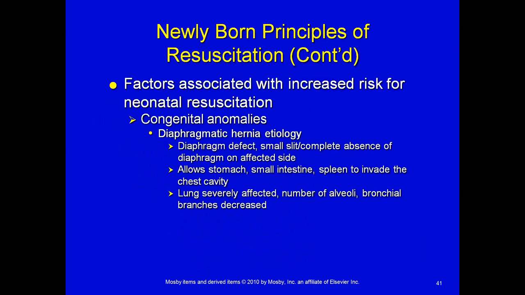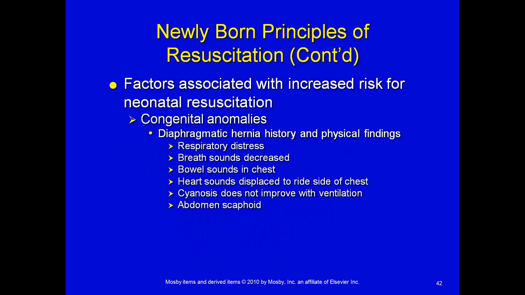The lungs are severely affected. The number of alveoli in the bronchial branches are decreased. So essentially, you're ventilating with not even one lung, but less than one lung, because the heart and the trachea and everything in the mediastinal space is shifted over, compressing the right side of the lung as well.